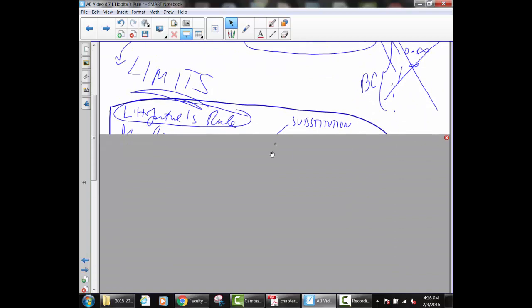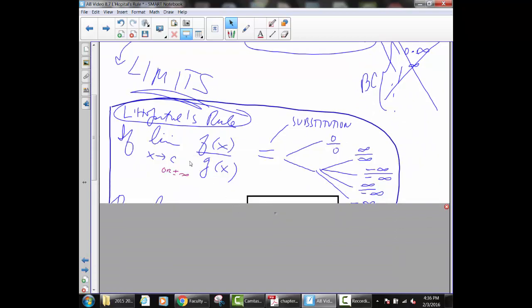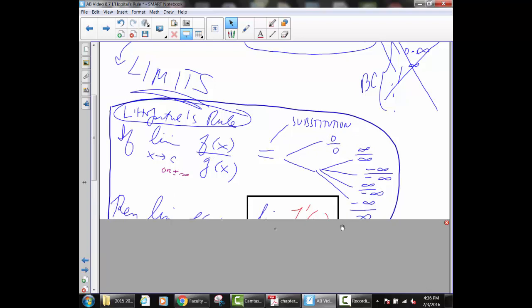So, here's what L'Hopital's rule says. If you have a limit of a fraction, some kind of rational type function, where x approaches c or x approaches infinity or negative infinity, but you substitute and you get one of these 5 situations. You get 0 over 0, infinity over infinity, negative infinity over negative infinity, etc.